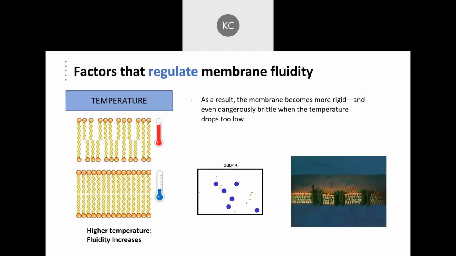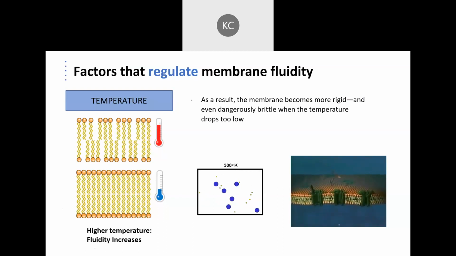So there are a couple of different ways that we can alter this fluidity. One, we can alter the temperature. As we increase the temperature in our environment, in the cellular environment, we can increase the fluidity. So higher temperature equals fluidity increasing. Lower temperatures cause the membrane to become less fluid.